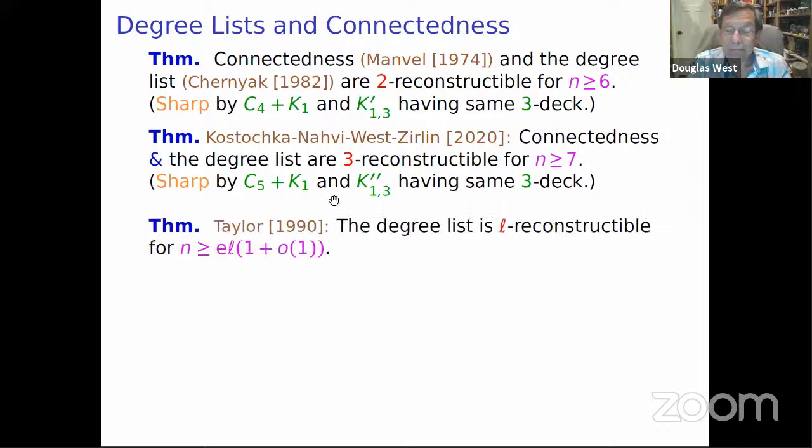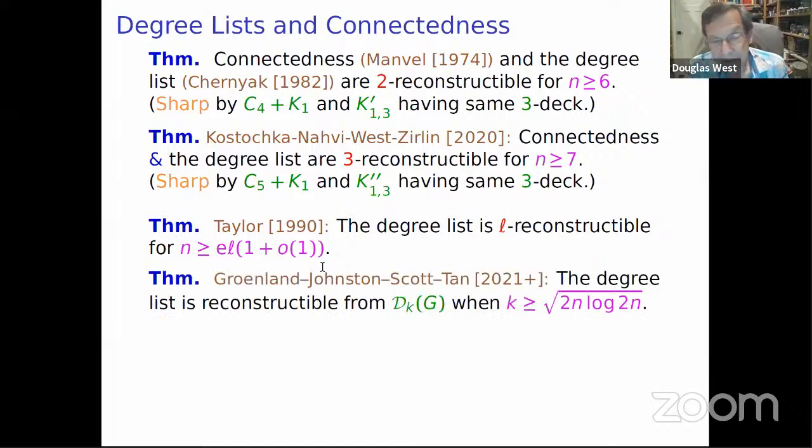Okay, what about L in general? So Taylor showed that the degree list is L reconstructible as long as the number of vertices in your graph is at least L times e, roughly, e is 2.718. However, that's been improved. There was a paper this year that appeared on the arXiv by Grunlund, Johnston, Scott, and Tan. And they proved that the degree list is reconstructible from the k list when k is pretty small. The k only needs to be about the square root of 2n log 2n.